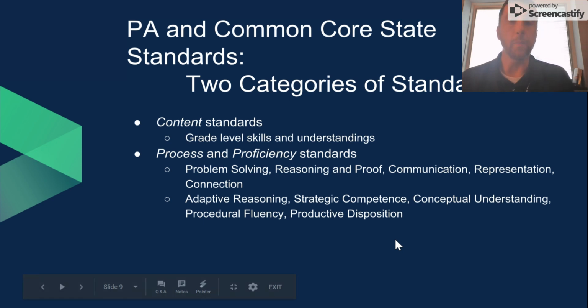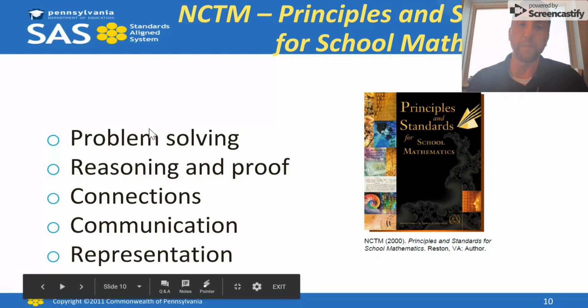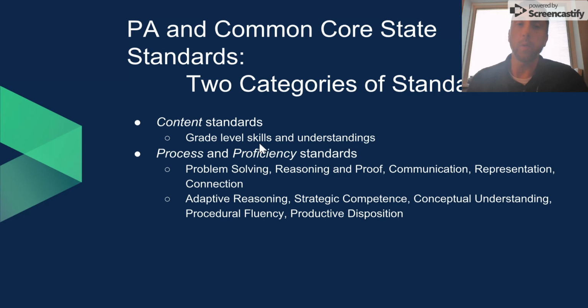So the first thing we're going to talk about is the Common Core standards. What they've really done is they've identified two categories of standards. The first one are these content standards. The content standards are the things, of course, that we will be very familiar with. We know that there are grade level skills and understandings proficiency that we have.